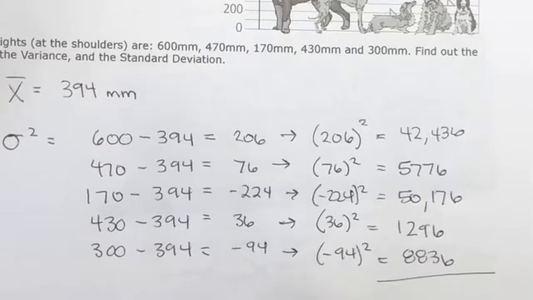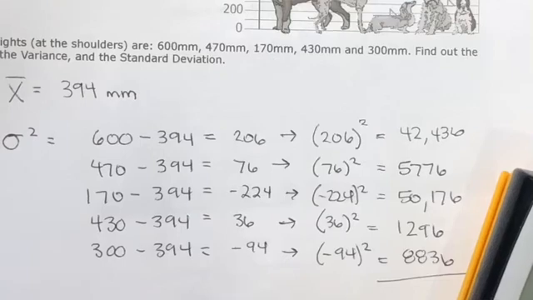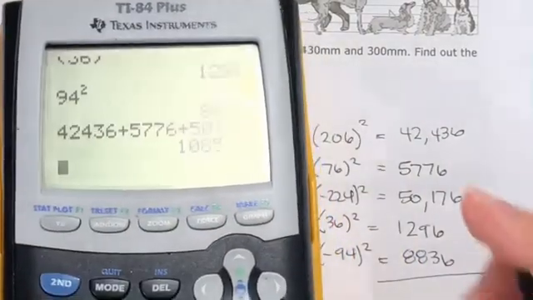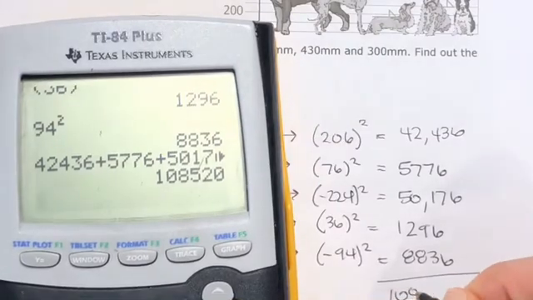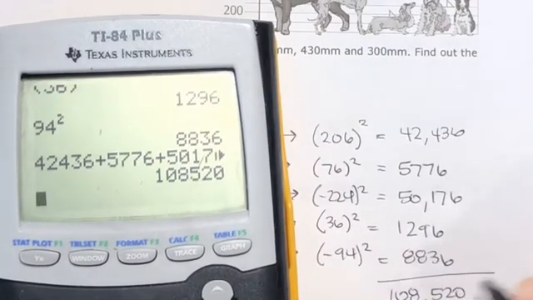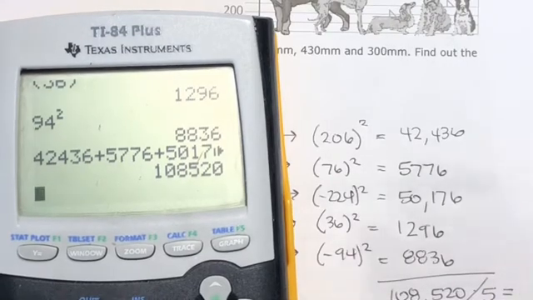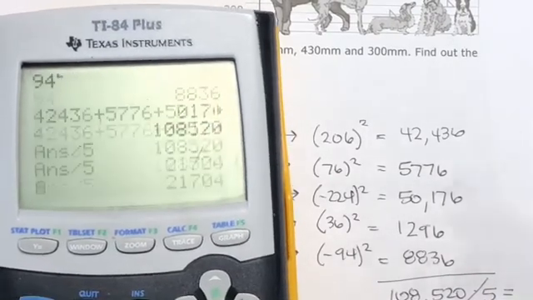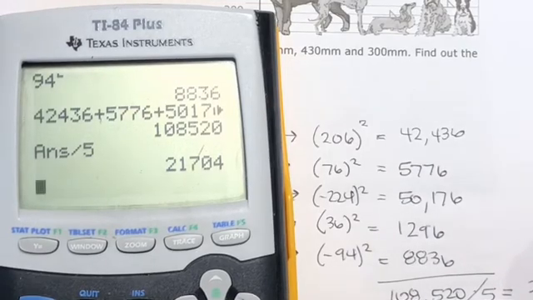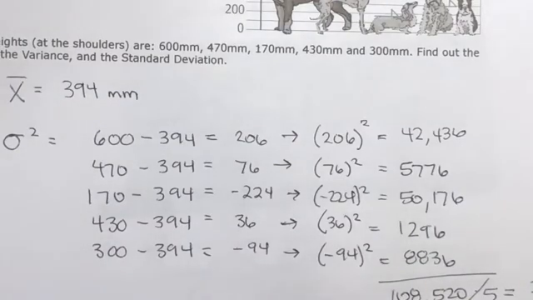So adding all of these together, plus 1296, plus 8836. Okay, so we got this as our total, 108,520. And then we're going to divide that by 5 to get our average. And we get 21,704. Okay, so we just found the variance.